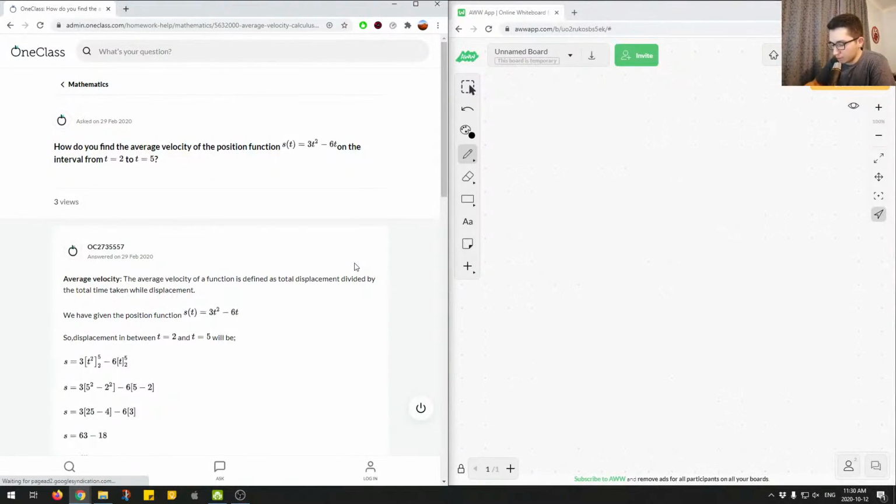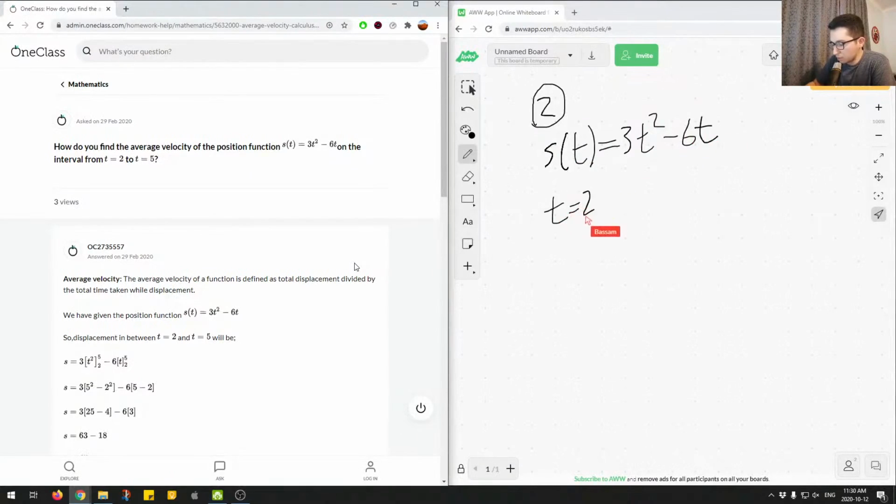Let's clear the page here and move on to the next question. So this is question number 2. Okay, so here we're asked, how do you find the average velocity of the position function s of t equals 3t squared minus 6t on the interval from t equals 2 to t equals 5? So we'll just write out the equations here just so we have them. So 3t squared minus 6t, and from t equals 2 to t equals 5.